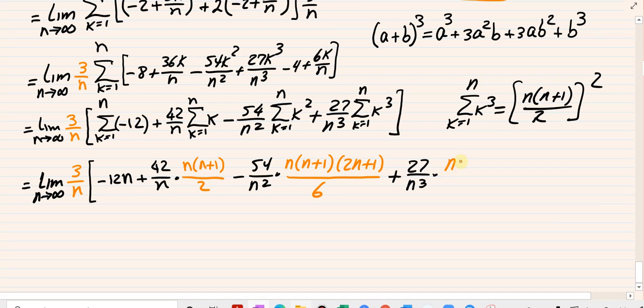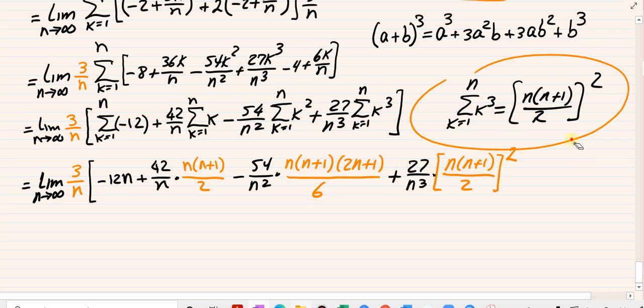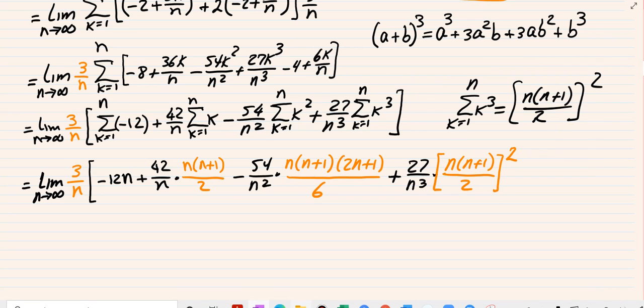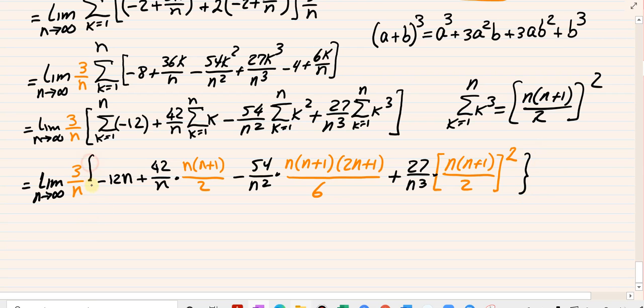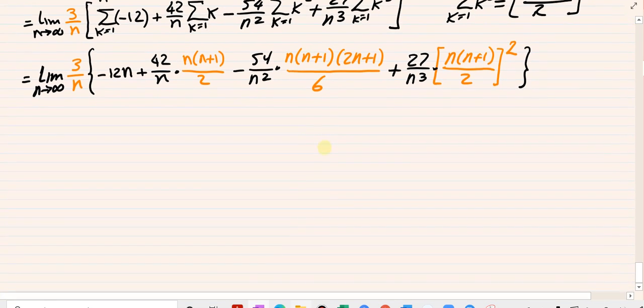It's going to be (n plus 1)/2 quantity squared, right? This is right in here. And I think I've accounted for all of these, right? Yes, and because I'm using brackets, let me use braces for the start and the ending. Boy, look at that one. Okay, now we're going to find the limit of this thing.